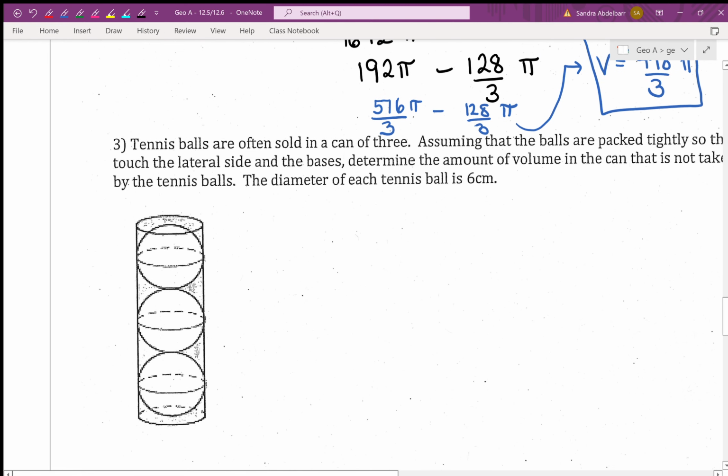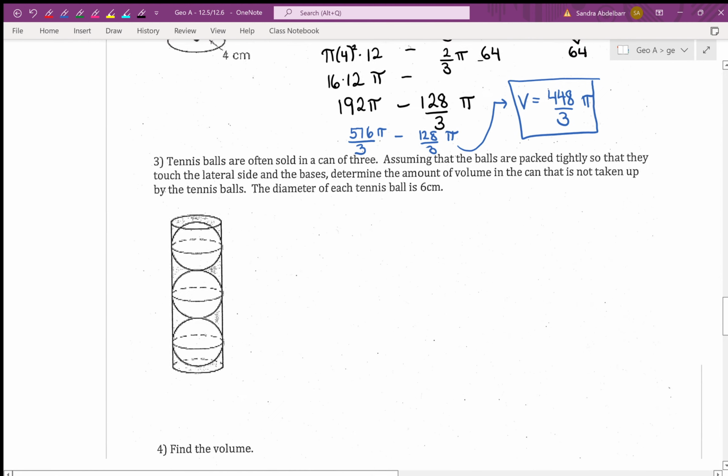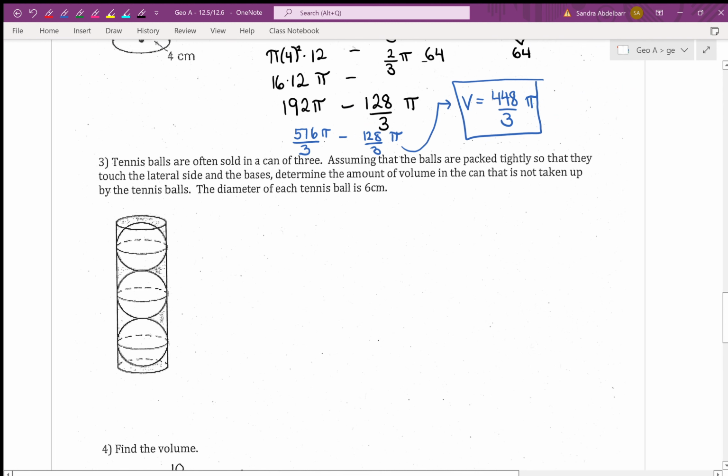All right, tennis balls are often sold in a can of 3. Assuming that the balls are packed tightly so that they touch the lateral sides and the bases, determine the amount of volume in the can that is not taken up by the tennis balls. The diameter of each tennis ball is 6 centimeters. So we want to find the amount of volume left over, so not taken up by the tennis balls. So I want a general game plan here.